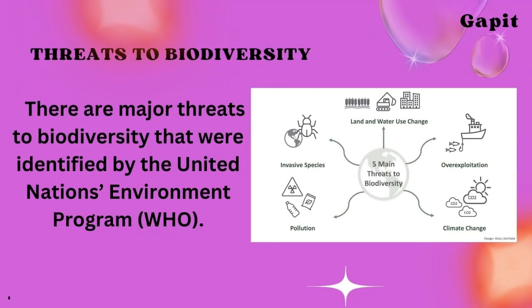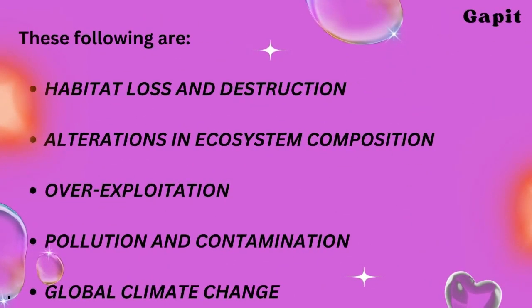Threats to biodiversity. There are major threats to biodiversity that were identified by the United Nations Environment Programme (UNEP). Habitat loss and destruction. A major contributing factor is the inhabitation of human beings and the use of land for economic gains. Next is alterations in ecosystem composition. Alterations and sudden changes either within species group or within the environment could begin to change entire ecosystems. Alterations in ecosystems are a critical factor contributing to species and habitat loss.